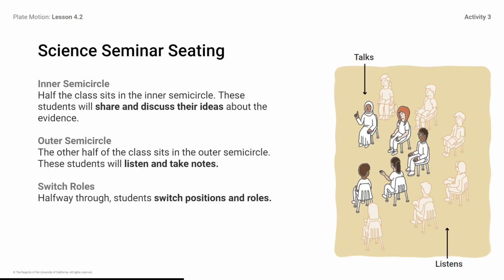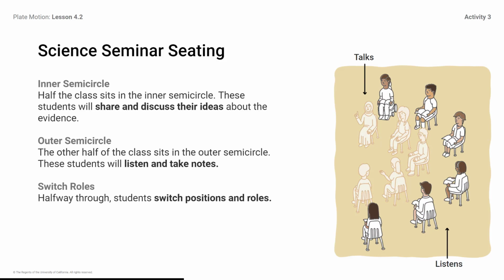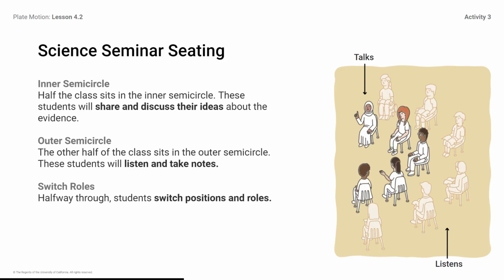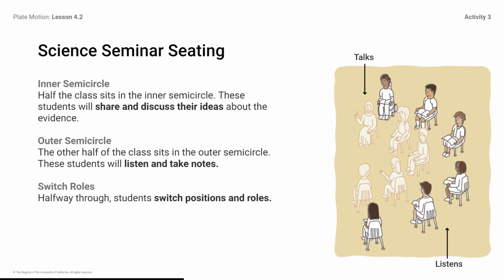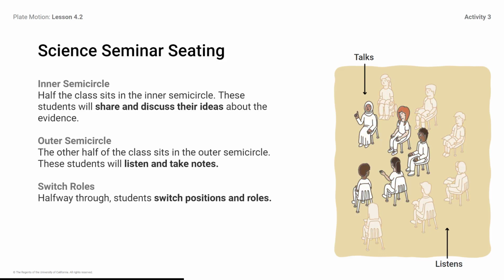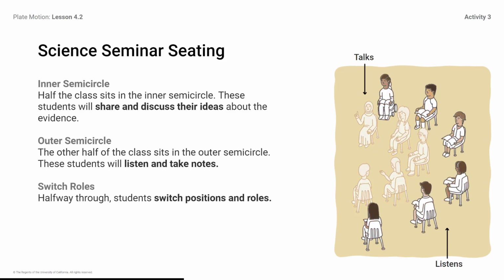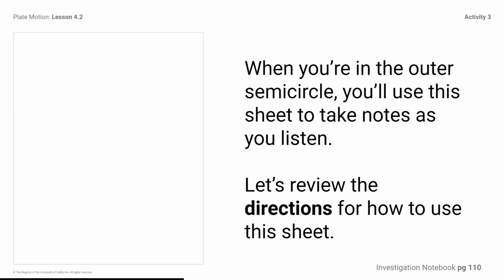Science seminar seating. Inner semicircle. Half the class sits in the inner semicircle. These students will share and discuss their ideas about the evidence. Outer semicircle. The other half of the class sits in the outer semicircle. These students will listen and take notes. Switch roles. Halfway through, students switch positions and roles.